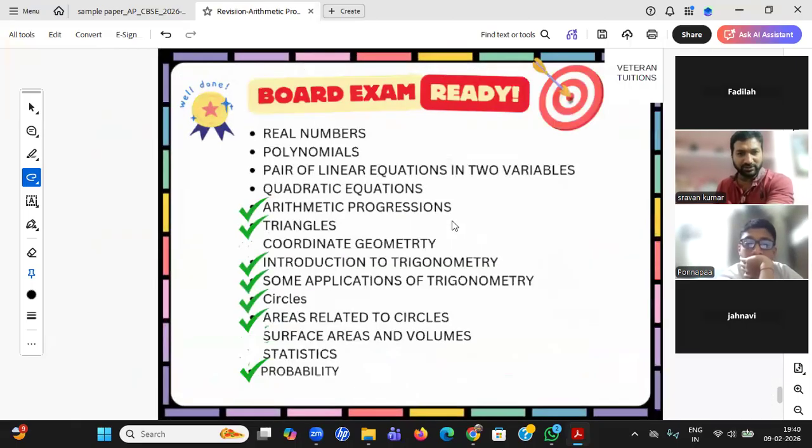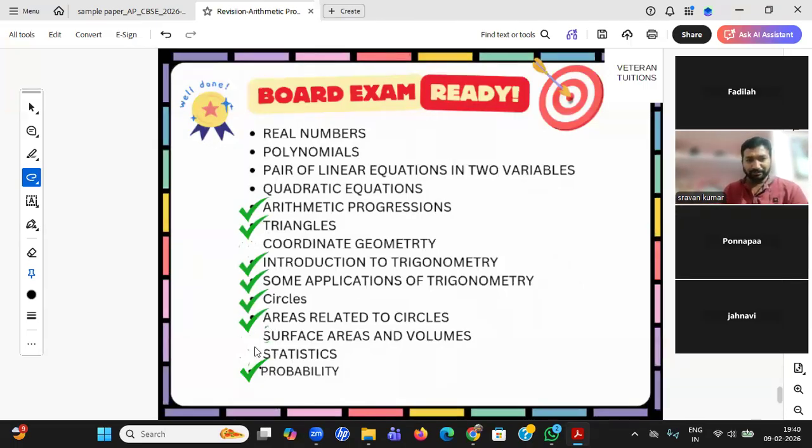Not required. That's all, students. So we have ended how many chapters? The probability area. So you see, students.